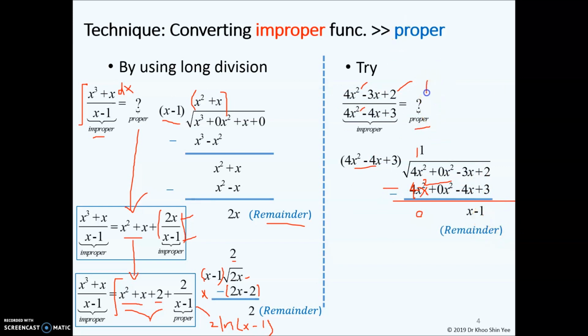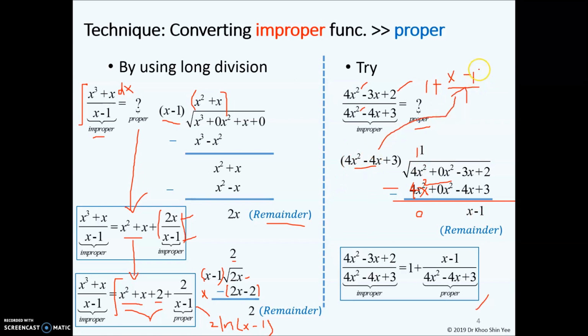So your final answer can be written in this way. 1 plus the remainder x minus 1 divided by the factor here. So you should be able to get this answer into this form. Now we succeeded in changing the improper into a proper rational function. And you can see that this term we cannot reduce further because the degree is 1, and at the bottom you have degree equal to 2.